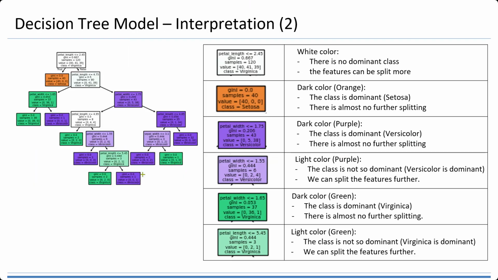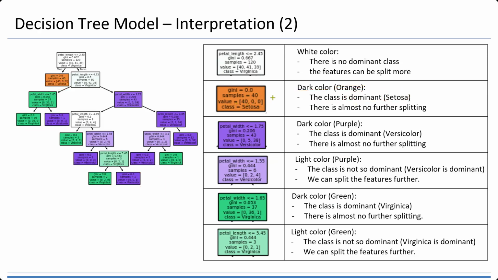If you look at this one, because this is the last one, the leaf node, the color is dark. So the dark color on the orange means the class is dominant. Dominant means the class is many. In this case, setosa. Setosa is dominant in this part.